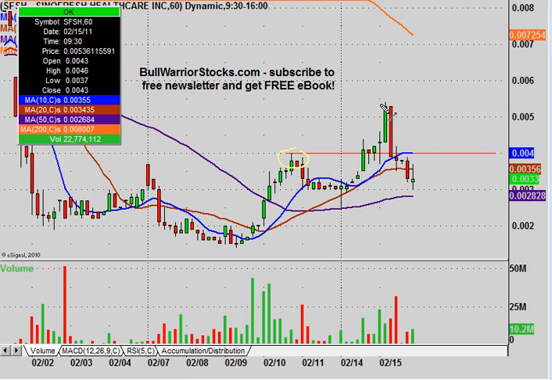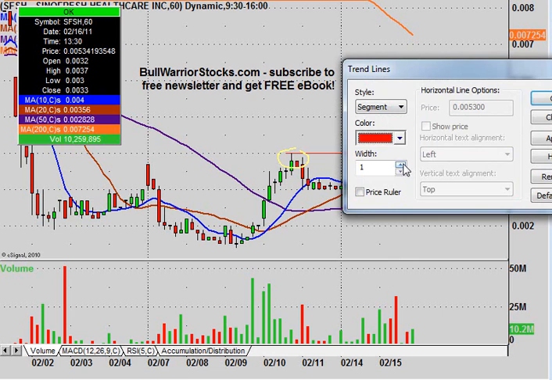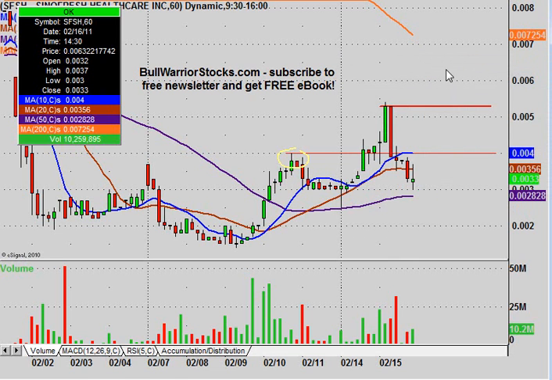But the new resistance that's clearly been put in is right up here where the profit takers decided to step in. This, I think, will be a little bit more of a challenge to get through, so I'll make it slightly thicker. But this level is valued at 0.0053. So 0.0053 is going to be the other key level of resistance.